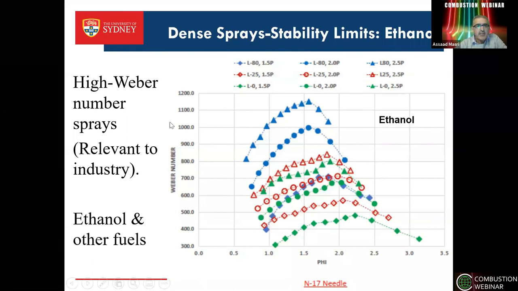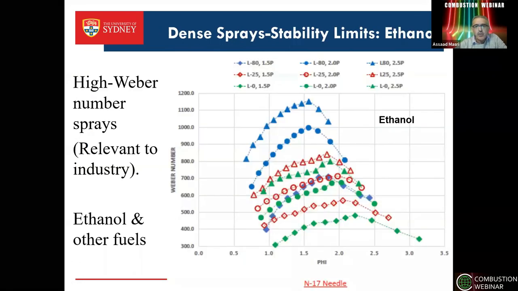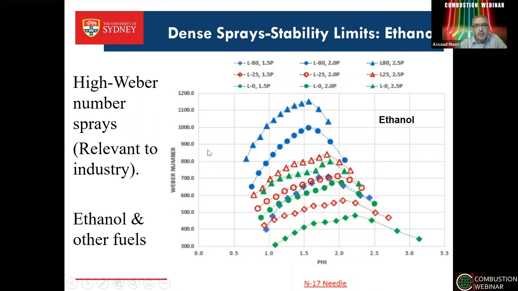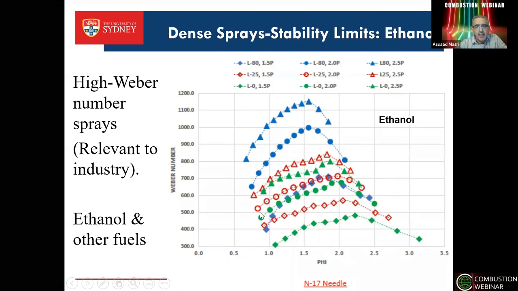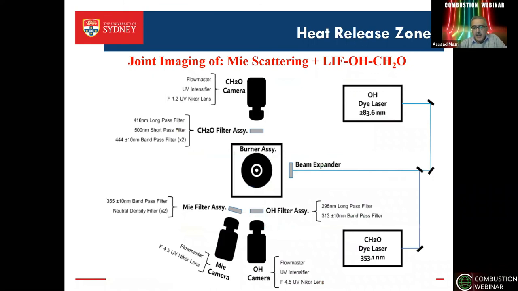Now, we've recently investigated much higher Weber numbers. The Weber numbers that we've used here are of the order of about 100. We've recently moved to much higher Weber numbers because they're relevant to gas turbine manufacturers. So we bumped up the Weber number to 1,000, and we plotted the stability limit with respect to Weber number versus equivalence ratio. I won't dwell a lot on that. I just want to say that this is a region of interest.